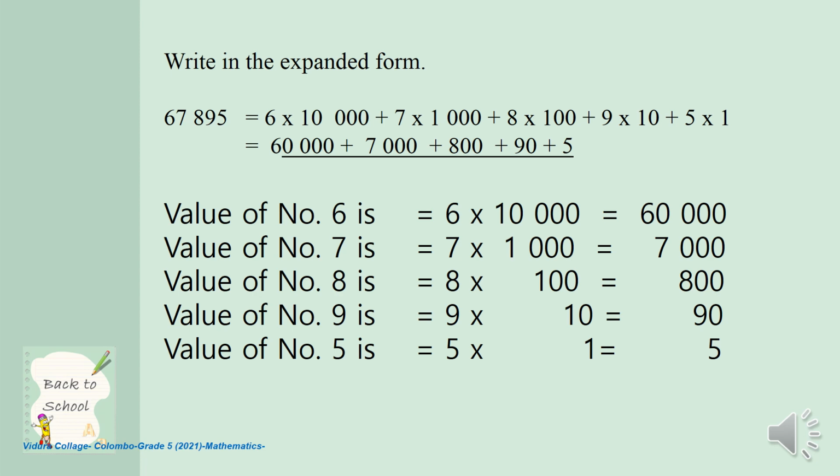Now see the expanded form. See, here also I have done the same things. The first step: 6 into 10,000, 7 into 1000, 8 into 100, 9 into 10 and 5 into 1. You get 60,000 plus 7,000 plus 800 plus 90 plus 5. You have 2 steps with plus and multiplication signs.